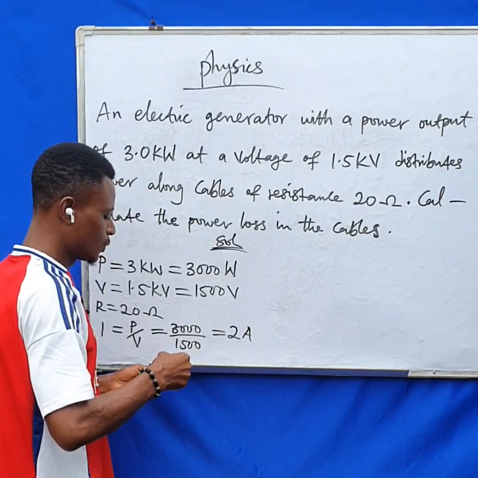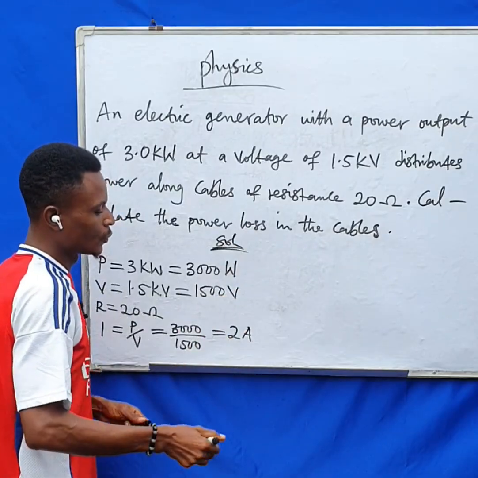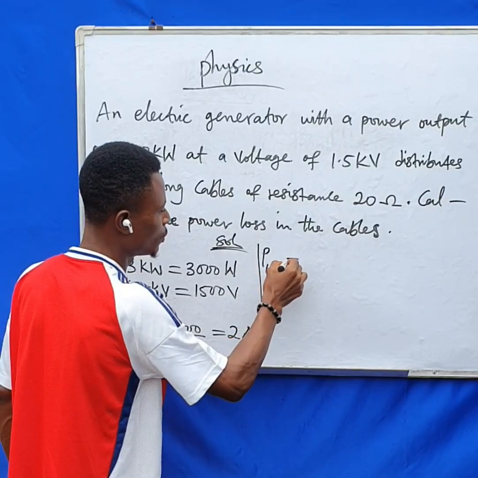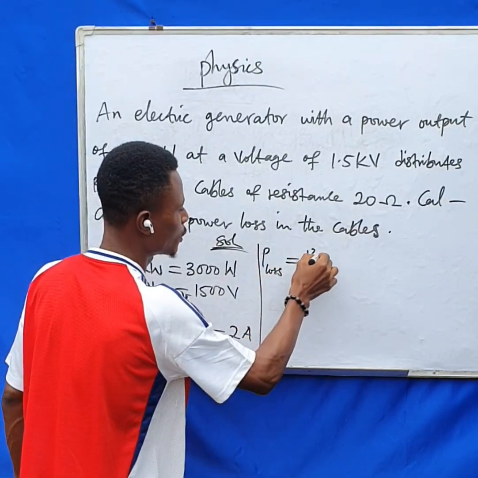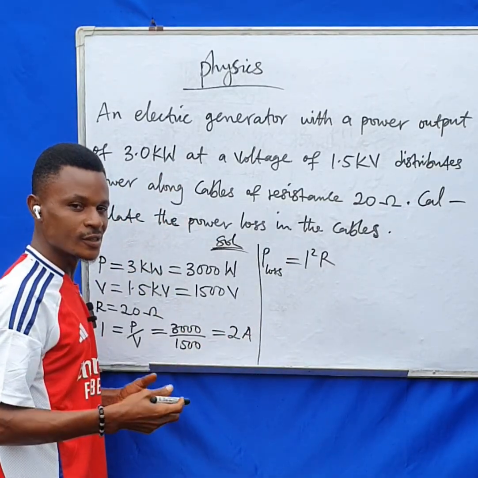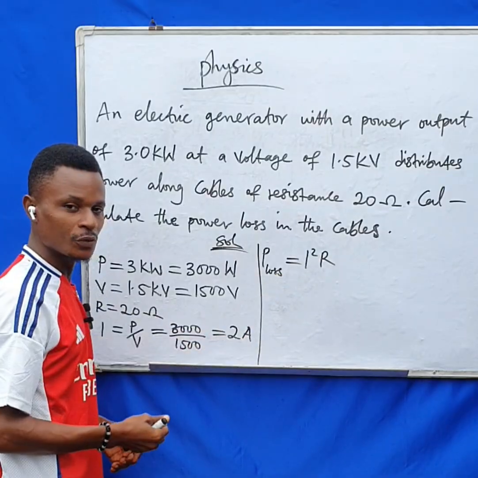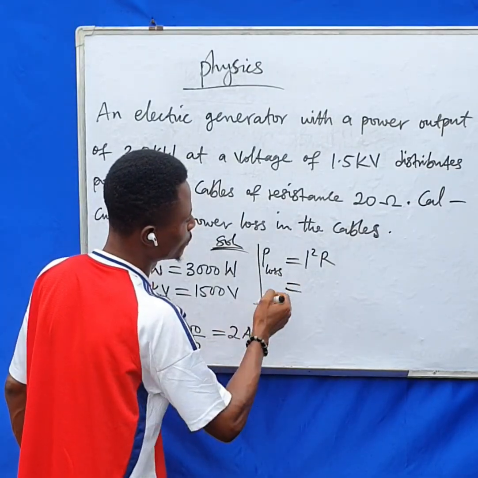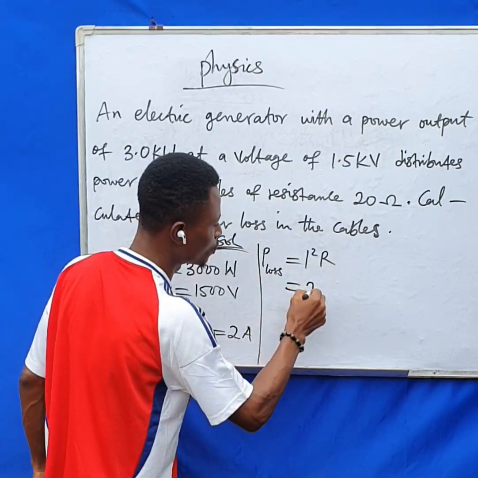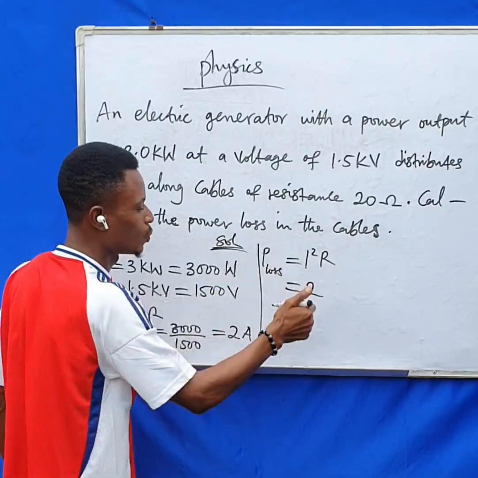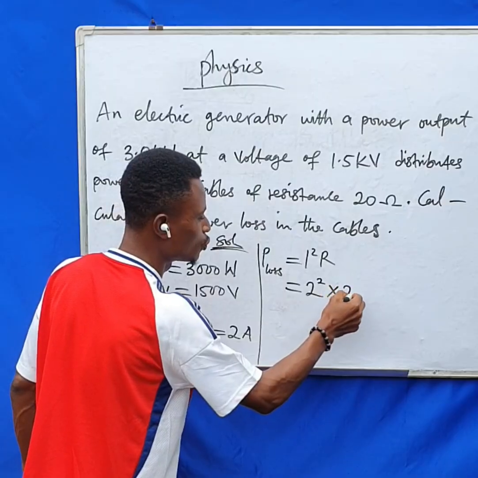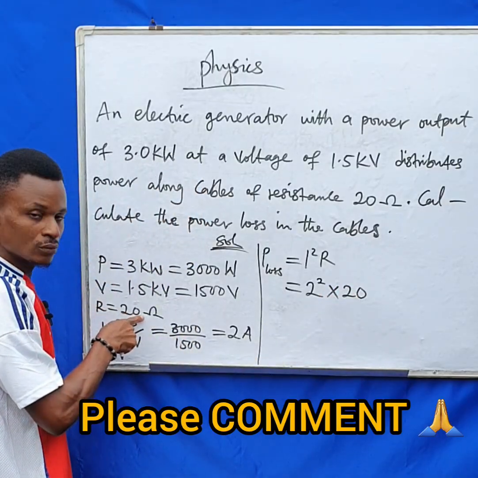Now, we need to calculate the power loss in the cables. If you want to calculate power loss in the cables, you use this formula, I squared times R. This is the formula you need to calculate the power loss due to the resistance. That's why we are involving the resistance now. Now this will give us, I here is the current, which is 2 amperes. We have 2. But in the formula, there is a square. So we have to square this 2 times the resistance, which is 20 ohms.